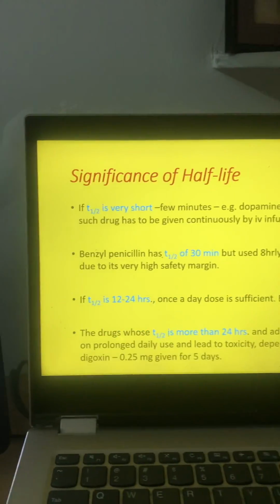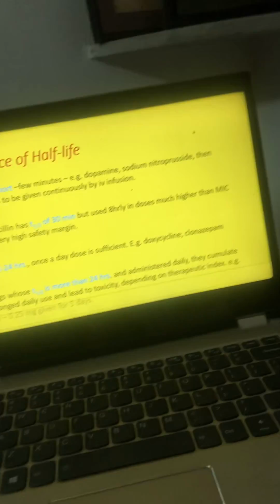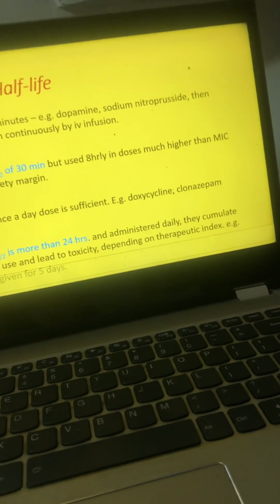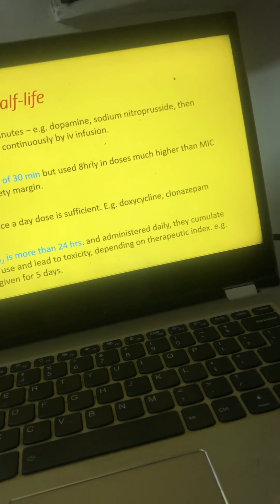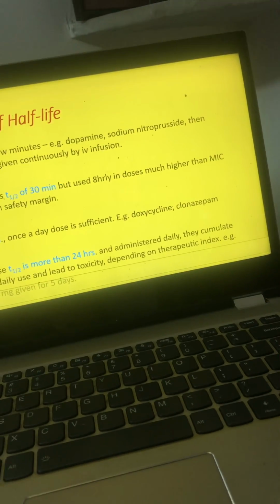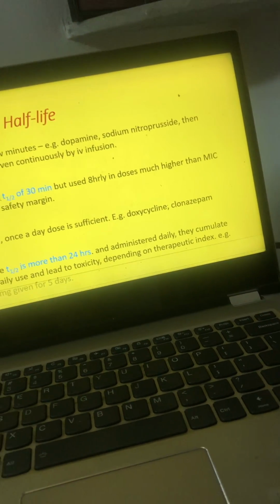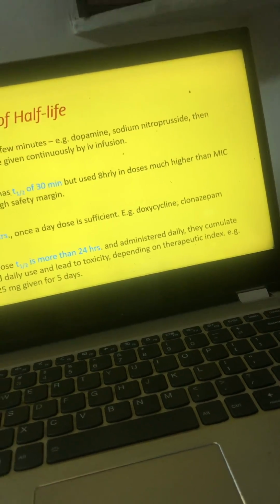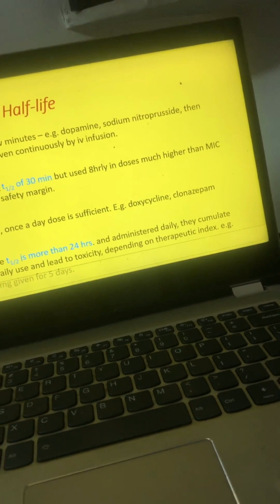If the half-life is very short, a few minutes, for example dopamine and sodium nitroprusside, then such a drug has to be given continuously by IV infusion. And benzyl penicillin has a half-life of 30 minutes but is used 8 hourly in doses much higher than the MIC due to its very high safety margin.